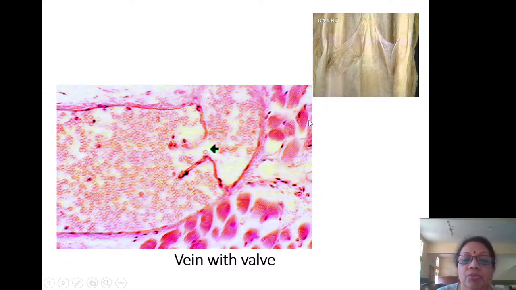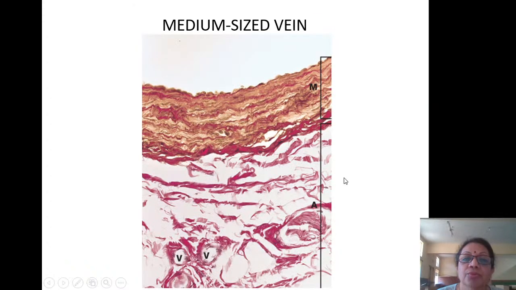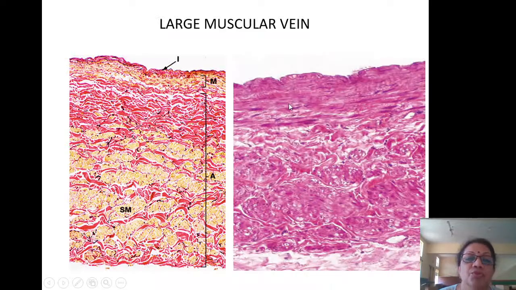So this whole thing, the whole cut section of a venule or a vein with a valve passing through some other tissue which this one's blood supply is going through. So a medium-sized vein will have a little bit of media and a lot of adventitia, and in the media it will have smooth muscle as usual. A large muscular vein will have an intima, a little bit of media, and a lot of adventitia. So the muscle is in the adventitia.